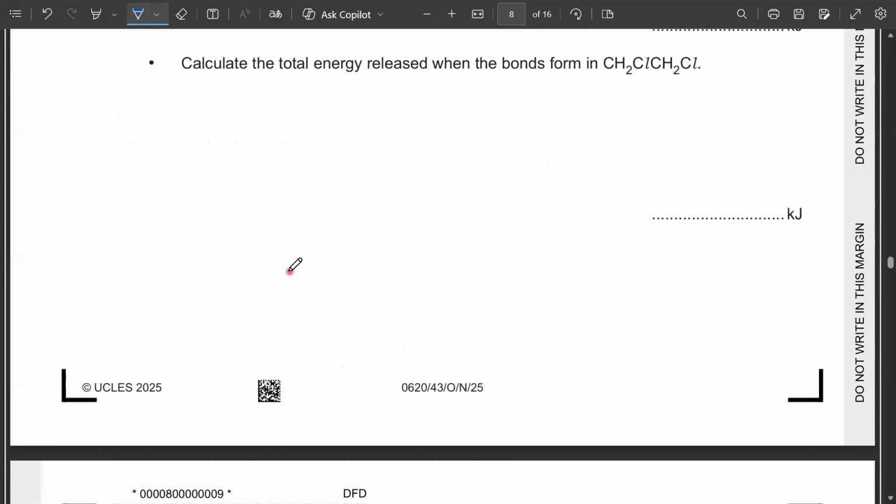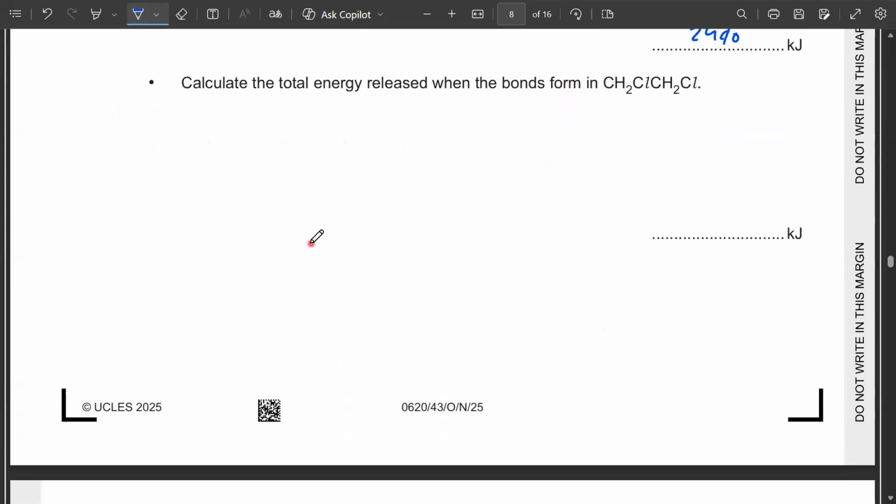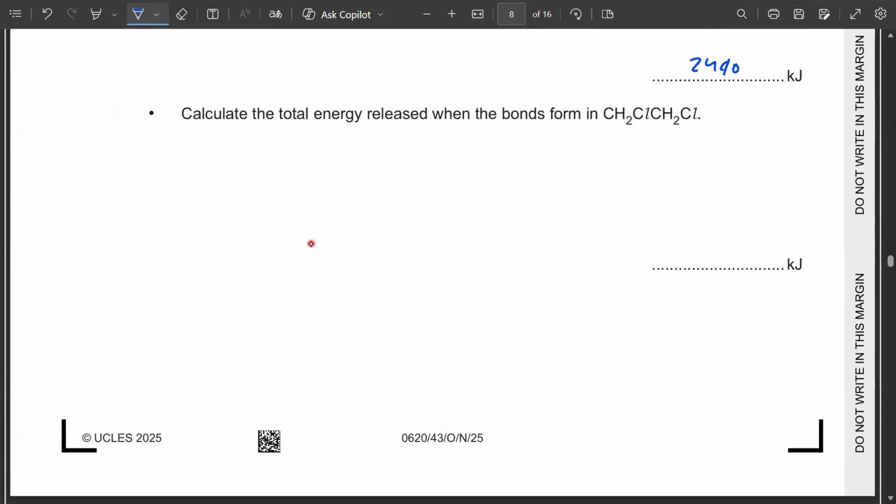Now the third point, calculate the delta H. So we remember delta H is basically calculated as bonds broken minus bonds formed. So broken value is equal to 2490 and bonds formed is 2670. So take the difference and you will get minus 180. So minus 180 is the answer.